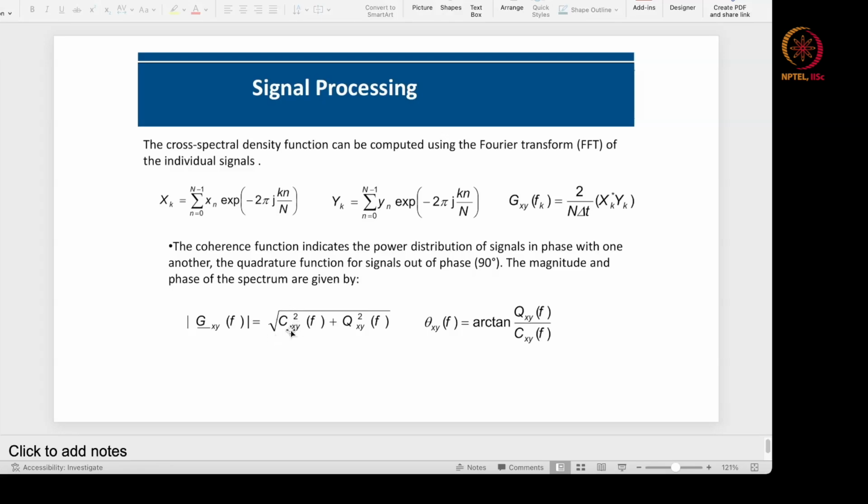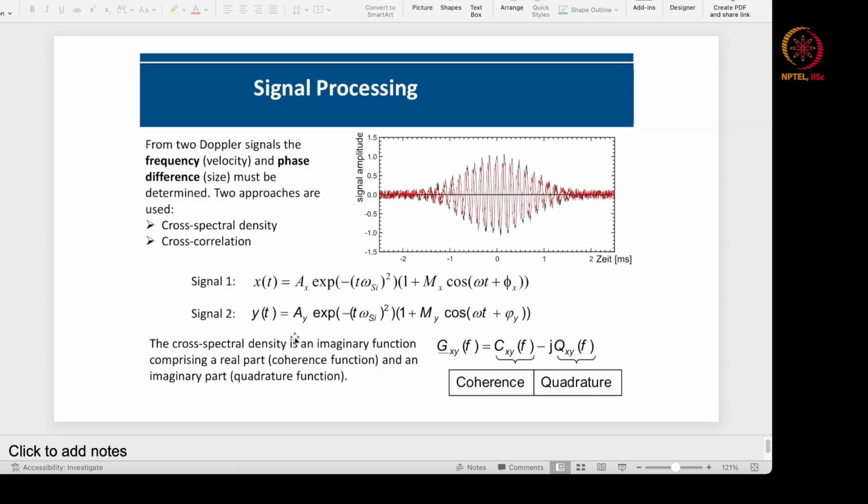The coherence function will contain the components which are in phase, and this will have the out of phase. Basically, if you take the tangent of the angle in the complex plane between the quadrature and the coherence function, the theta that you get indicates the power distribution between the two. In other words, this is signal 1, that is x. This is signal y. As you can see, they have their amplitudes, then there is a phase difference.